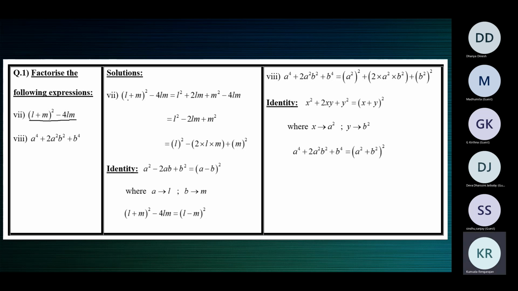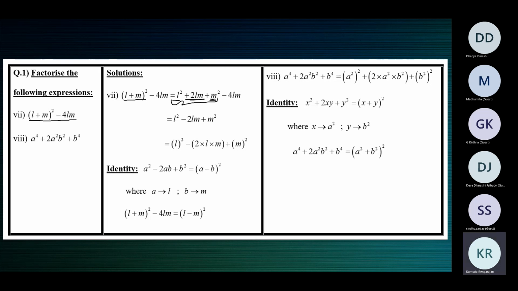So what we have to do first is expand this. We'll have to first square L plus M. It's like a plus b the whole square. Square it, what will you get? If it is in the form a plus b the whole square, the answer will be a square plus 2ab plus b square. So L plus M the whole square is L square plus M square plus 2 into L into M.